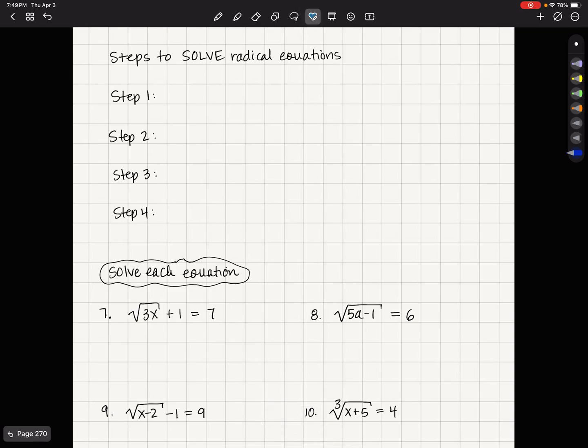Steps that we're going to take to solve radical equations. We'll start with step 1. We are going to isolate the radical on one side if possible. So we'll isolate the radical on one side if that's possible.